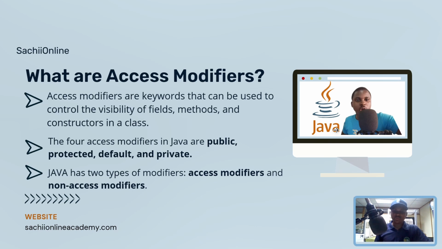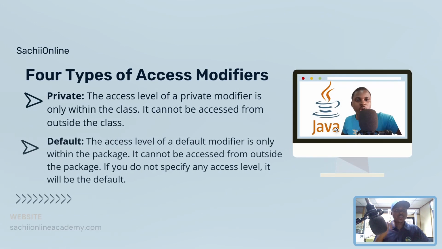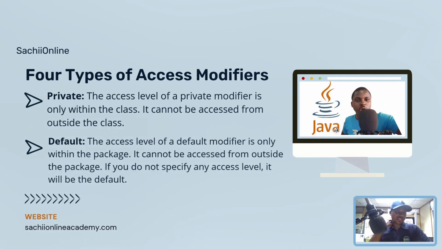At the end of this video, I'm going to demonstrate how you can use these access modifiers. Java has 2 types of modifiers, which are access modifiers and non-access modifiers, but in this video we are just focusing on the access modifiers. These 4 types of access modifiers we are going to take on one by one.